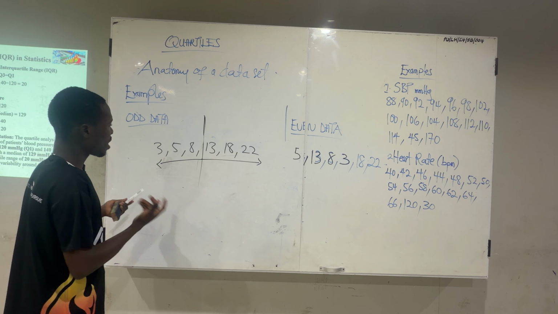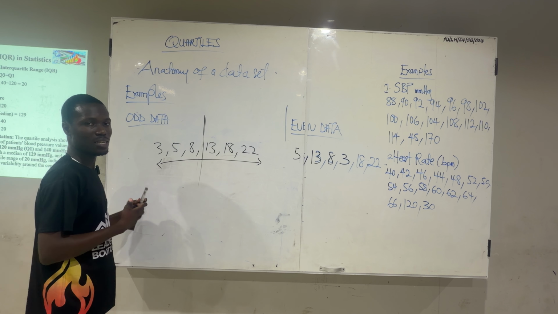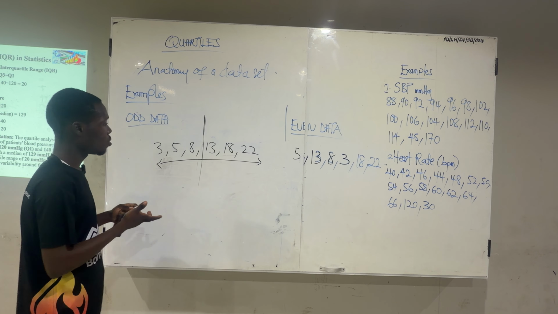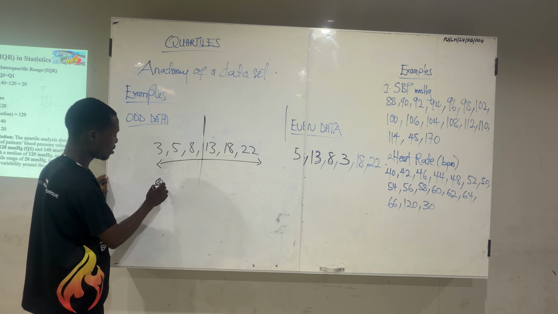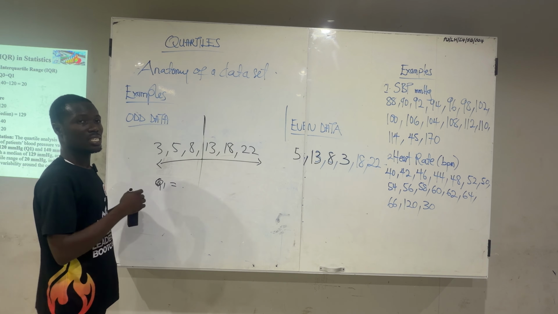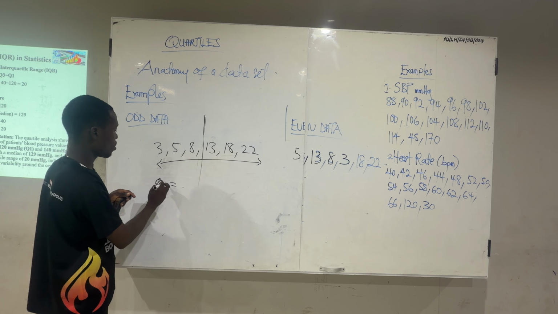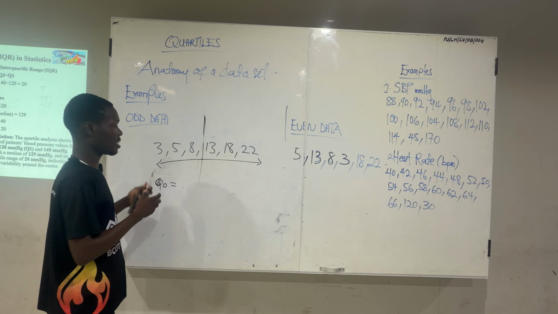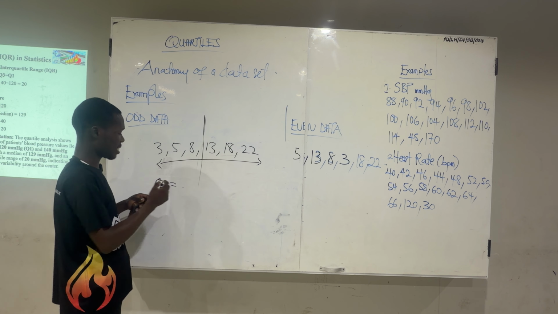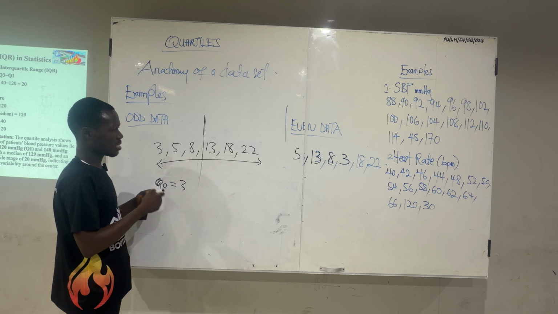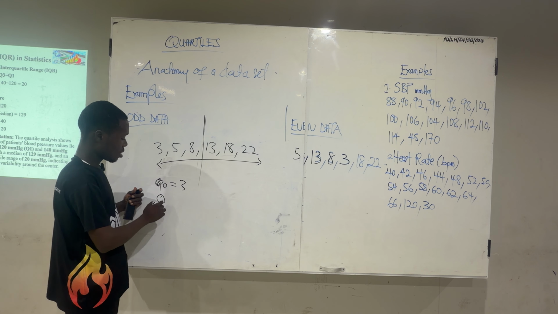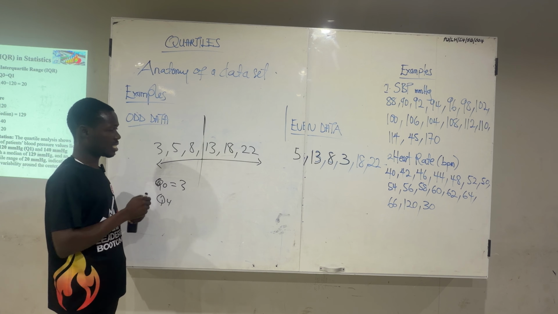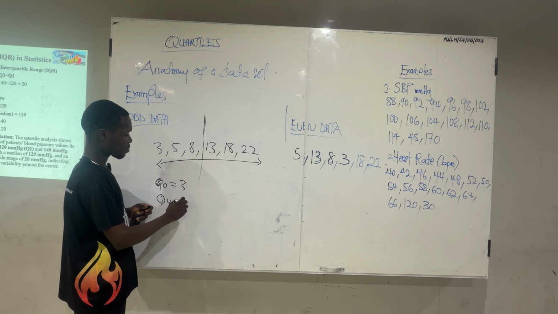So now we can move ahead to solve for our Q0, Q1, Q2, Q3, Q4. Q0, as we have already established, is the lowest value of the data set, and the lowest value of the data set over here is 3. Another thing that we can easily solve is Q4. Q4 is the highest value of the data set, and that is 22.